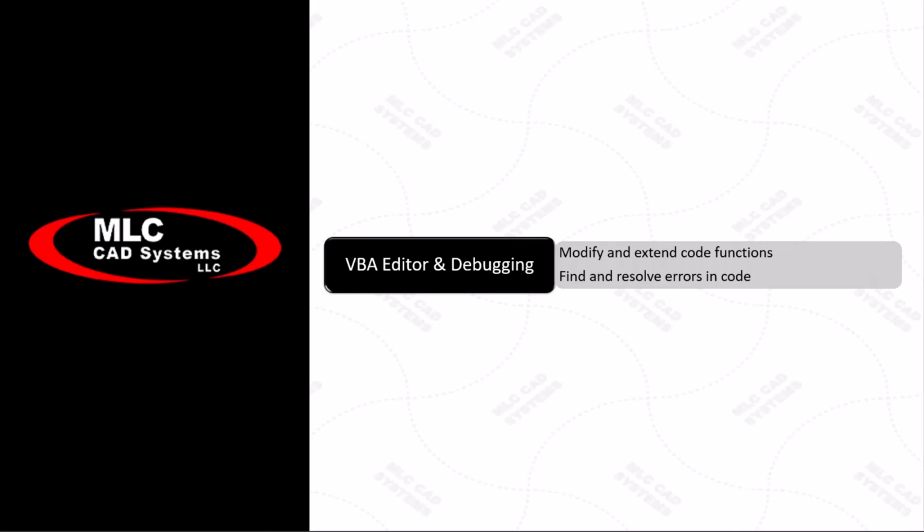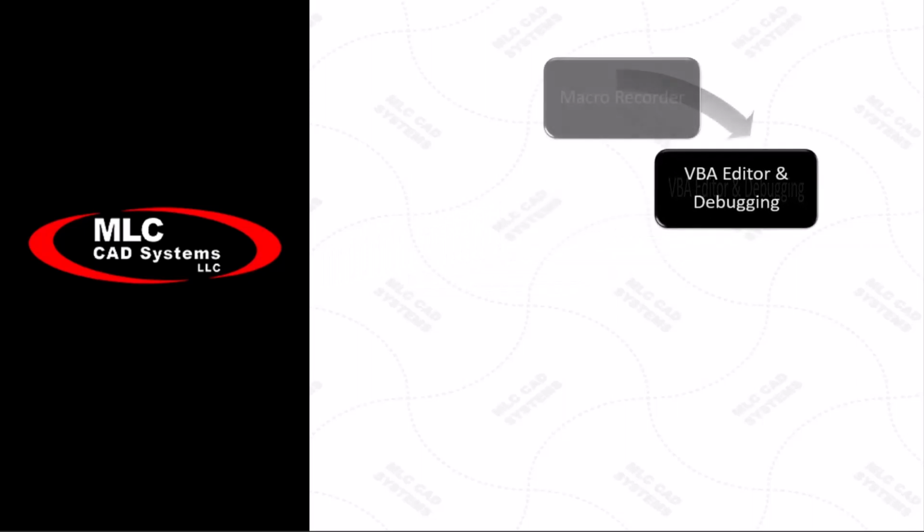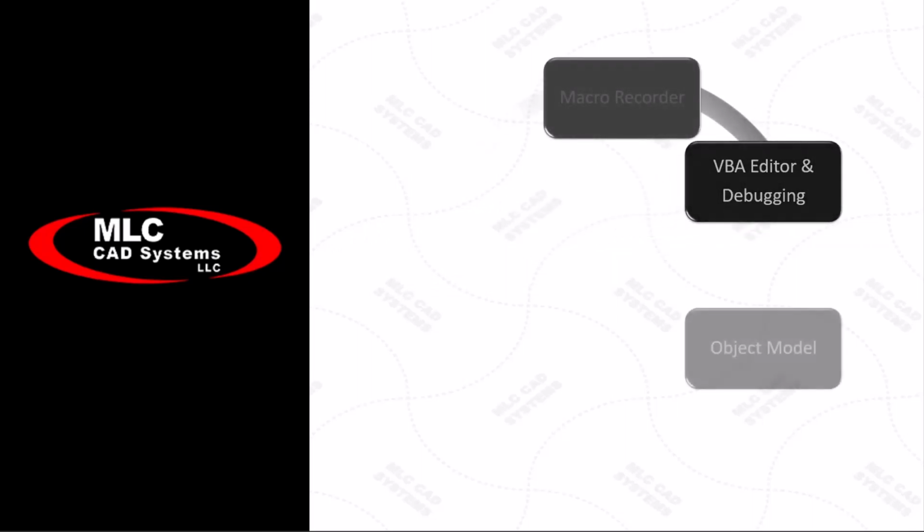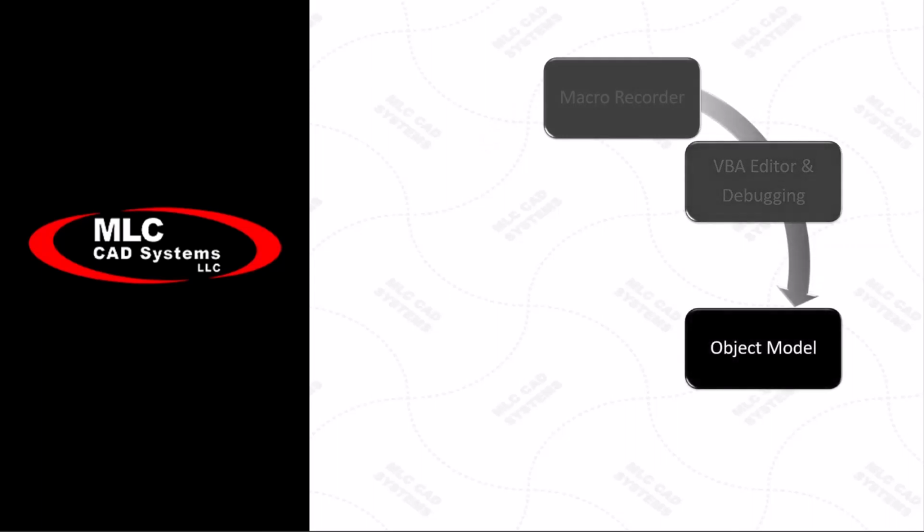So we use that editor to modify our recordings, or really any development of a macro, you're going to use the VBA Editor if you're programming with Visual Basic. We can also use the debugger to find any errors, and watch the locals or watch windows to check the values of our variables as we progress through the code. Next, we'll discuss the object model.